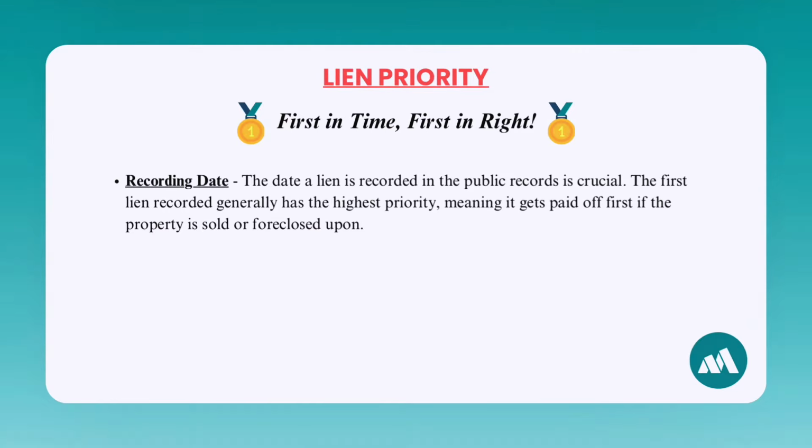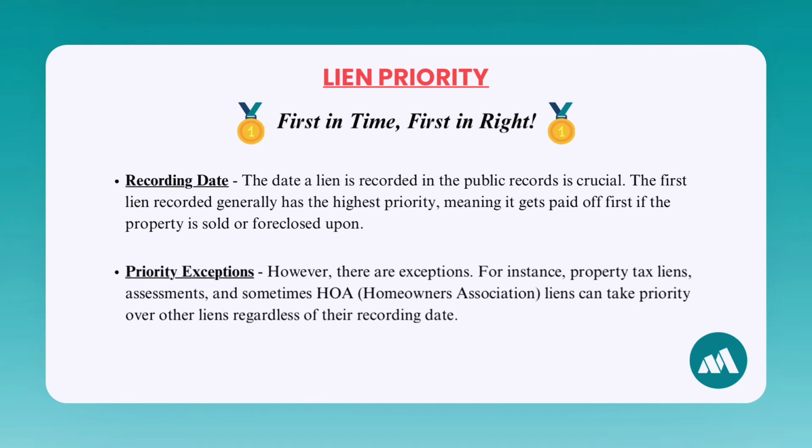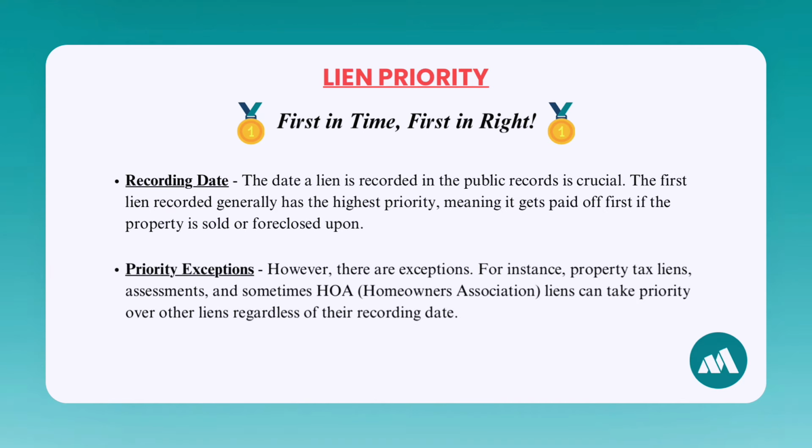Let's break down how this works. The date of a lien is recorded in the public records is very important. The first lien to be recorded generally has the highest priority, meaning it gets paid off first if the property is sold or foreclosed upon. But we always have exceptions. For instance, property tax liens, assessments, and sometimes HOA or homeowner association liens can take priority over other liens regardless of their recording date. To illustrate how liens are paid off by recording date, let's look at an example.